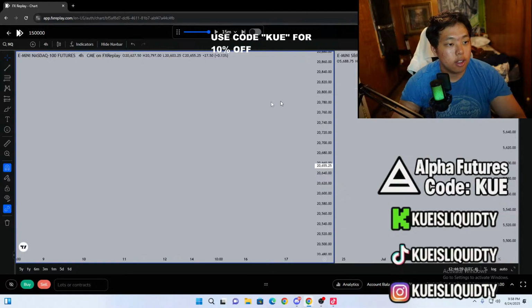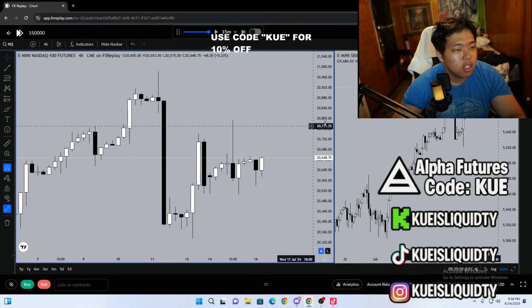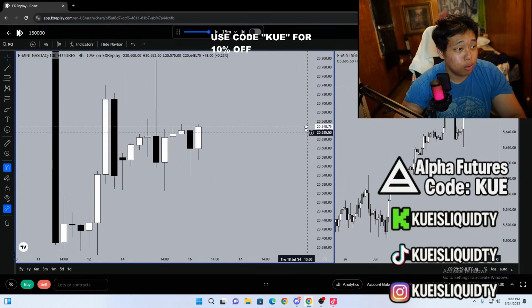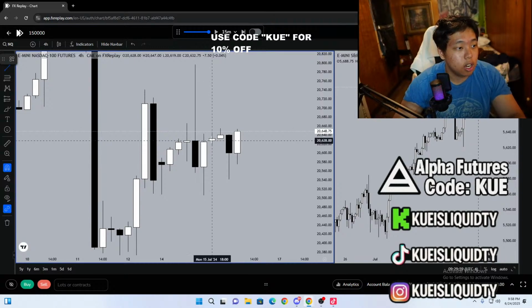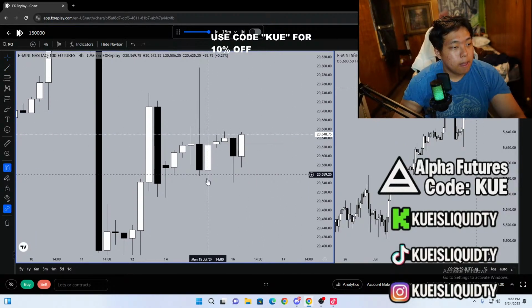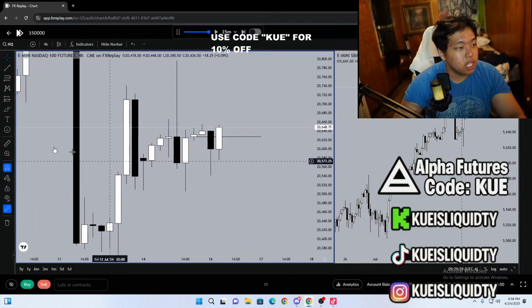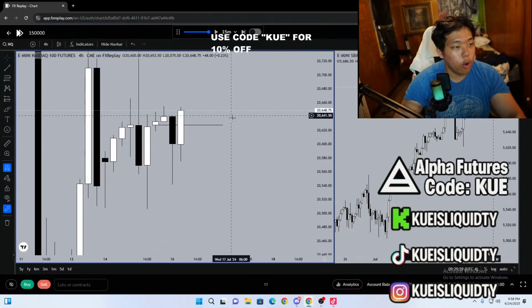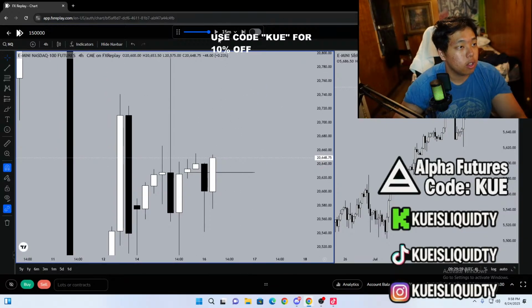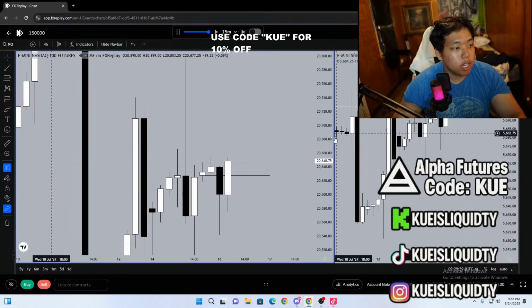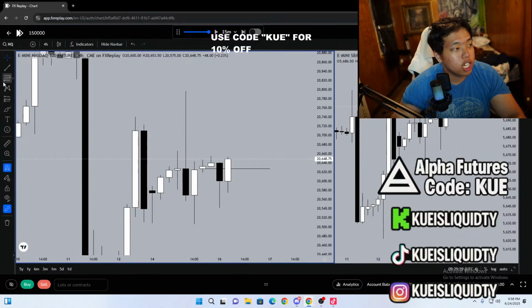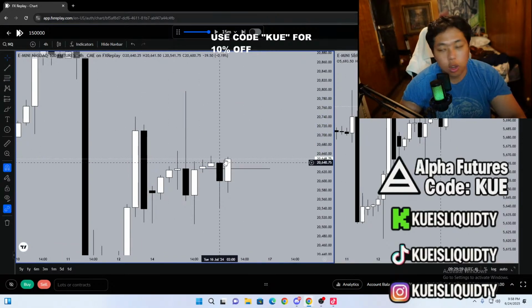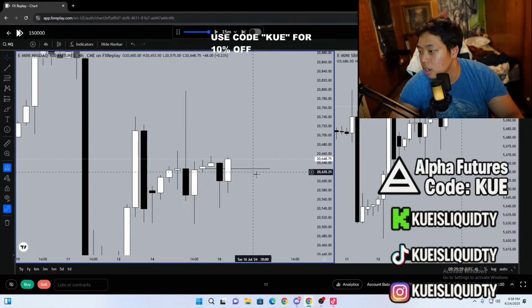Okay, next day. Finding bias is easy though. Right here, 1800 opening. Right here, we have a nice clean rejection block that we're tapping into. So right now I'm looking for longs. But guess what? We're tapping into 2 rejection blocks here. So what would your bias be here?